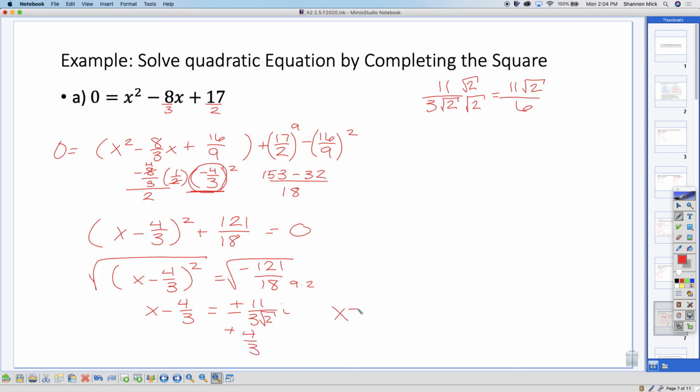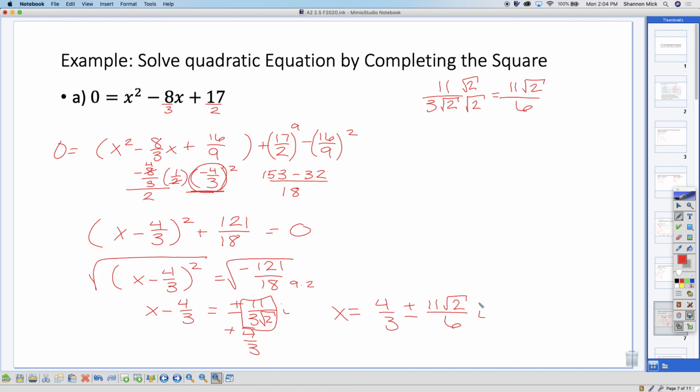So x is going to equal 4/3 plus or minus 11 square root of 2 over 6 i. We just changed the form. Do we even have it in standard form? Yes, the standard form of a complex number. So the fractions weren't too bad. I am going to tell you that in your assignment, the denominator is going to be a nice number. Can I do a what if real quick?